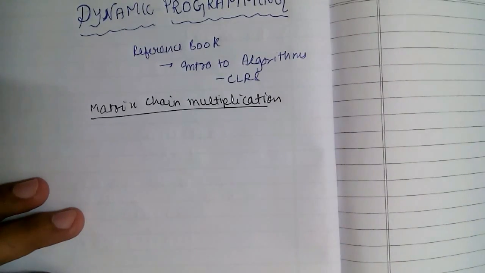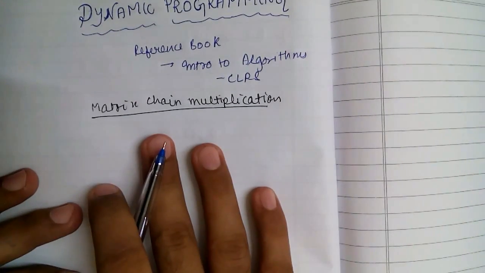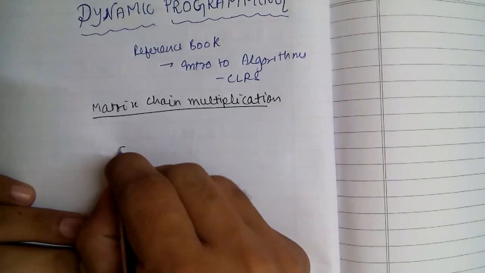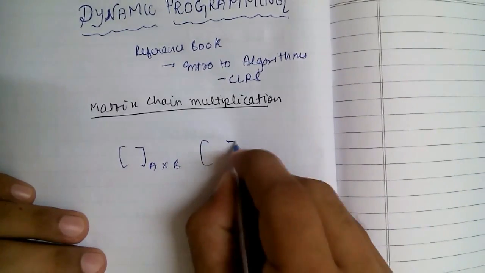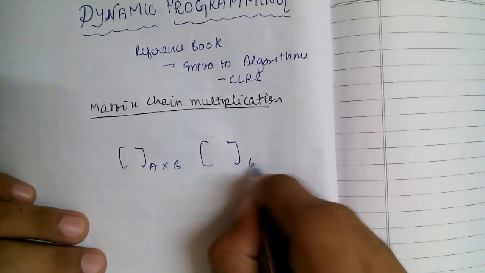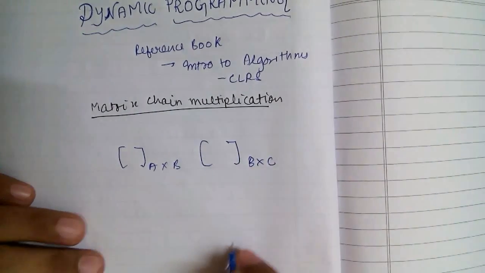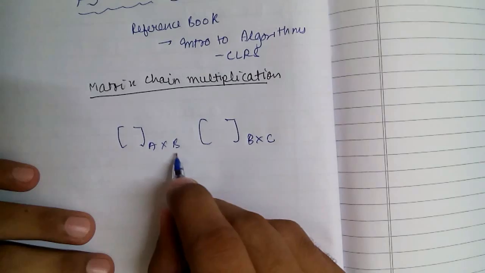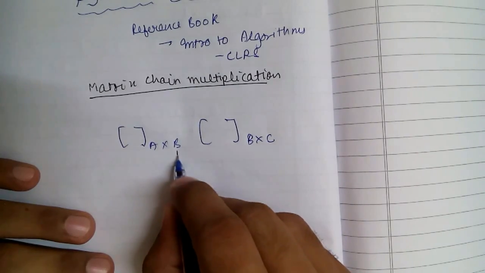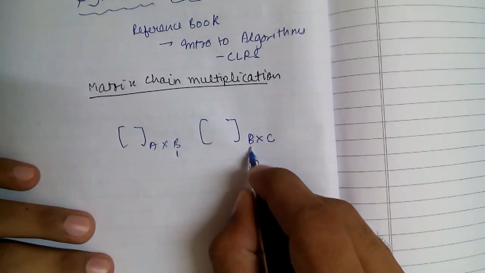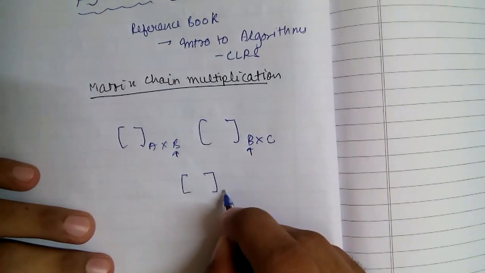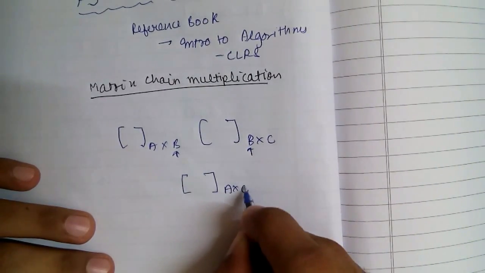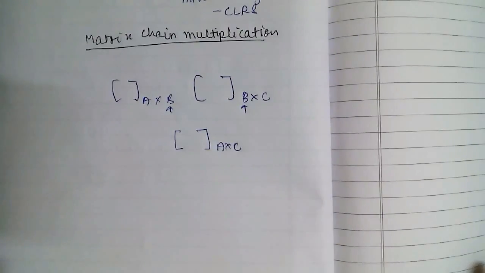So we all know how to multiply a matrix. This is a matrix A cross B. This is another matrix B cross C. The necessary condition for multiplying is that the column of the first should be equal to the row of the second, and then the matrix we obtain is A cross C.